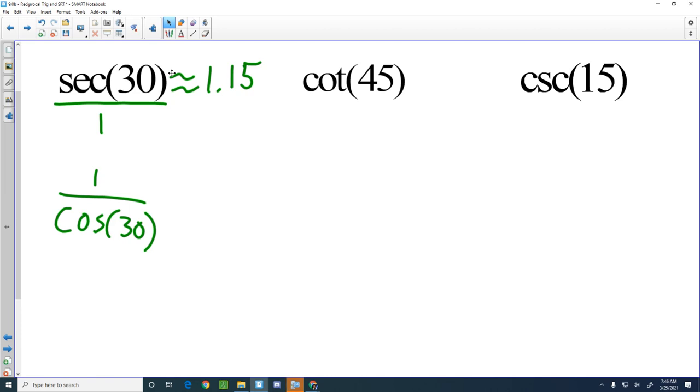Yes, sir? Oh, yeah. Different calculators. Yep, let's take a look. So do 1 divided by, and then for the cosine of 30, you type 30 first, and then hit cosine. Enter. There you go, 1.15. You're welcome. Any other calculator questions? Making sure you can get that 1.15 for the first one.